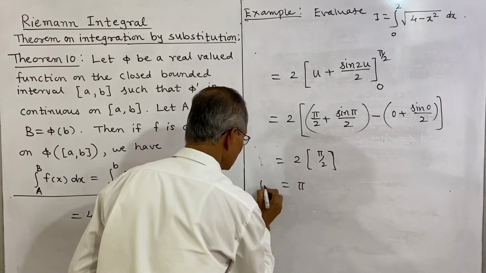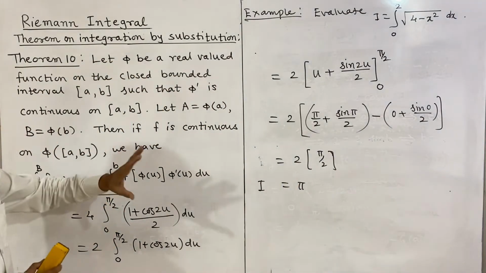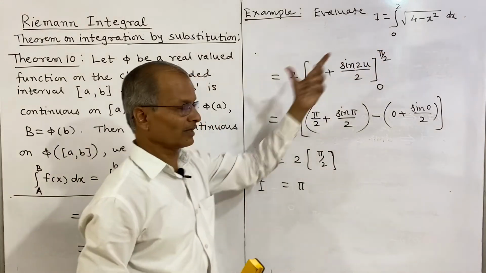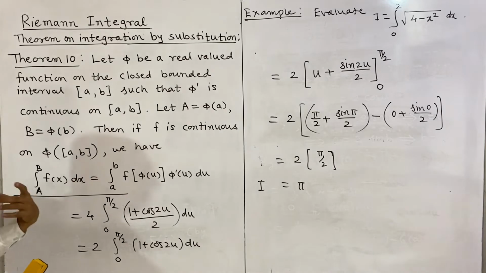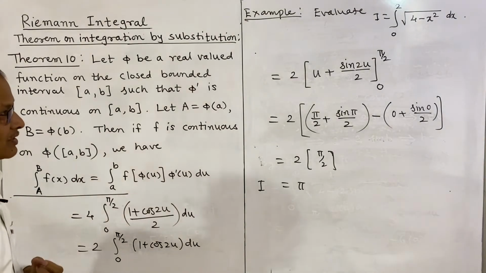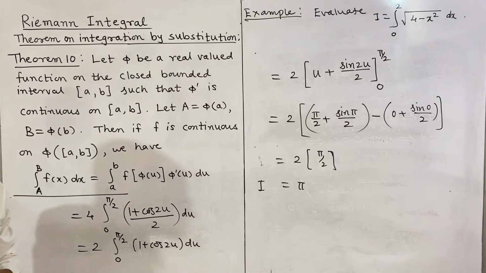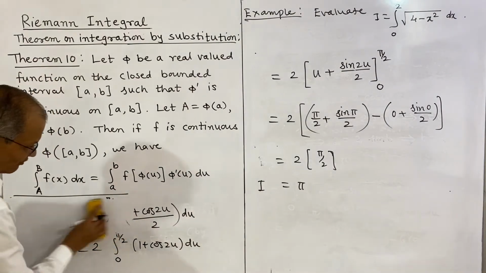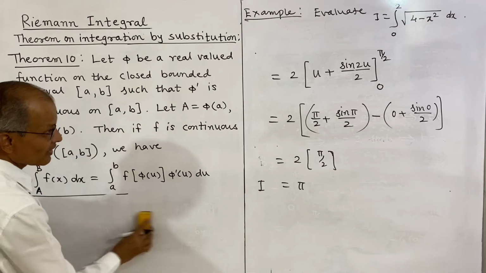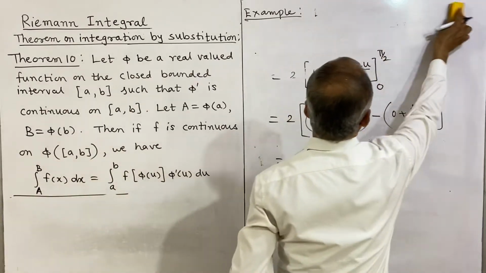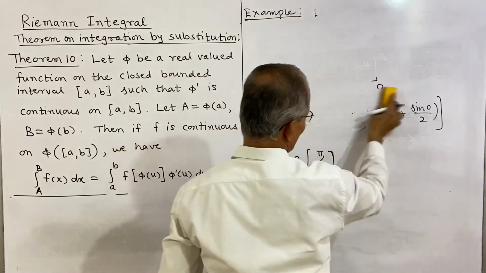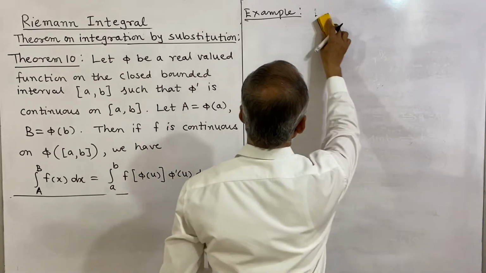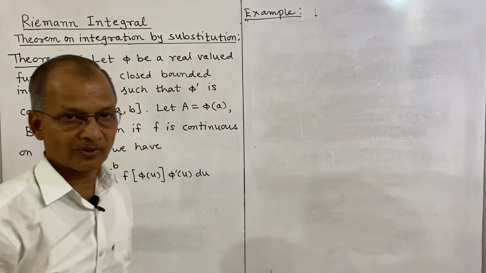So, thus I is equal to pi, and so therefore we have used the method of substitution to evaluate this integral. Actually, theorem number 10 we have used, and the substitution we have used is x is equal to phi of u, which is equal to 2 sin u. So, in this way the theorem can be used, and we are already using this theorem. So, one more example I want to state to you, which will be from earlier type also.